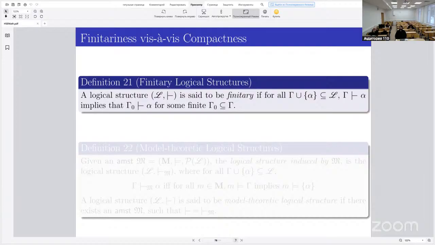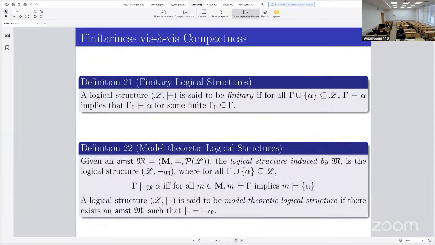Yes, it's also called compactness sometimes. But it's very useful to distinguish between these, because compactness is essentially about satisfiability. Finiteness is a lot about deduction; a lot of the intuition comes from deduction. So a logical structure is finitary if gamma entails alpha implies that there is some finite subset that also entails alpha.